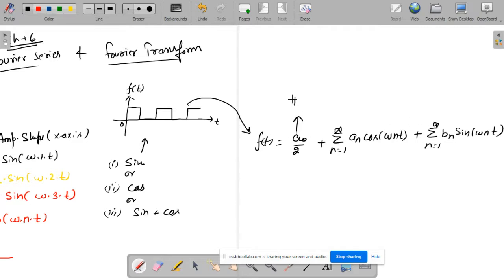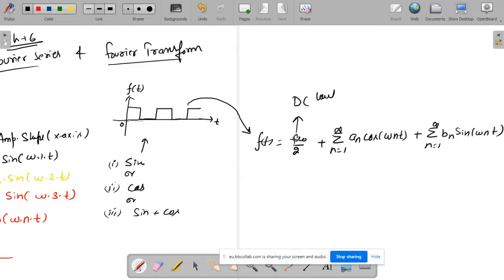What is a naught? A naught is called the DC level of the signal. It is something like, you can say, where is the location of the x-axis? Where is the location of the x-axis? This is called the DC level.